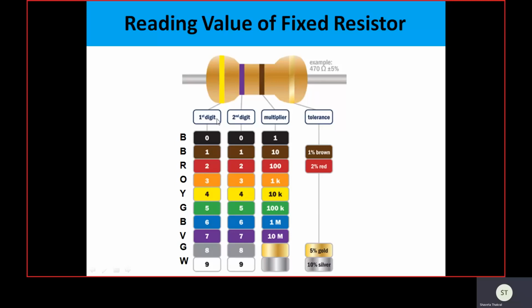The first two bands are taken as digits, 47, and the third band, brown, is considered the multiplier. So 47 into 10 raised to power 1, since the value of brown is 1. So 47 into 10 raised to power 1 is 470 ohms. And as the fourth color band is gold, the tolerance here is 5%. So we get the resistor value, that is 470 ohm plus minus 5%.